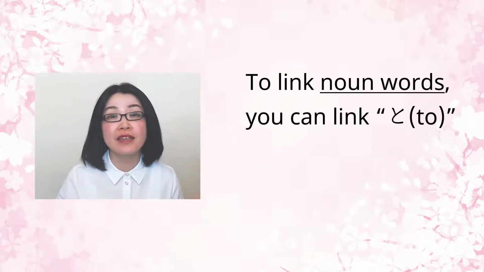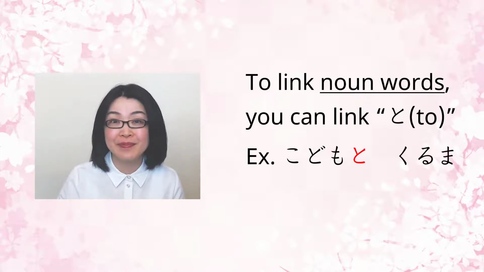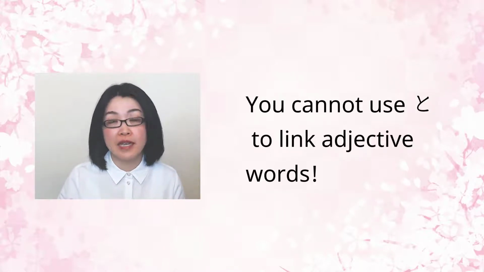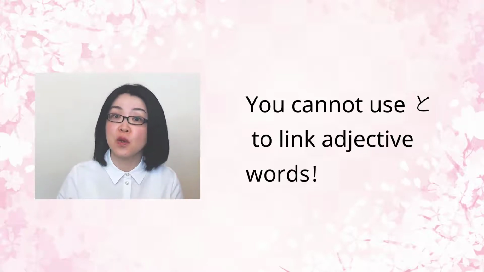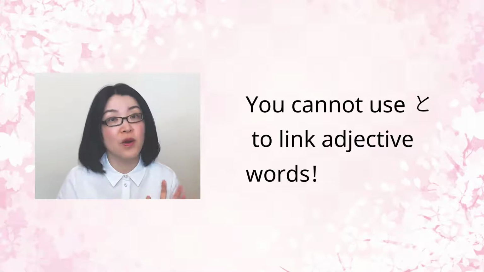If you want to link noun words, it's very easy. You can use to. For example, 子供と車. A child and a car. But when you want to link adjective words, you cannot link adjective words using to because to can link a noun word and a noun word only.